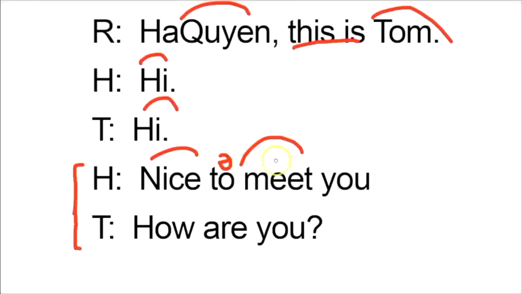Nice to meet you. What did you notice about the pronunciation of this T? It was a stop T. Meet you. There was no release of the T sound.